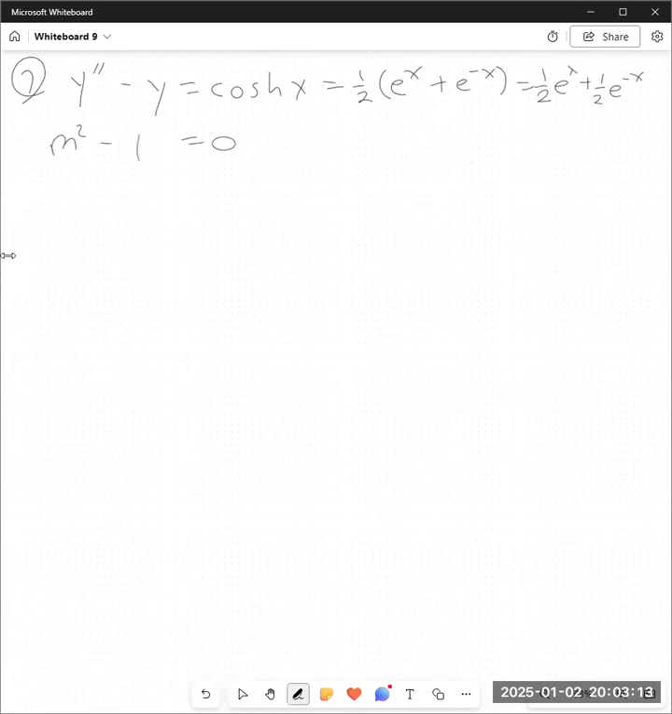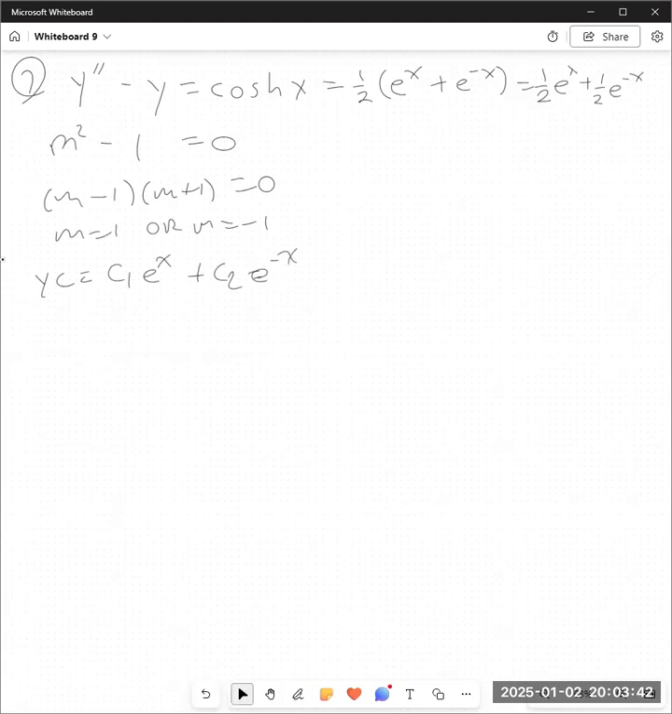And set up our auxiliary equation here. m minus 1, m plus 1 equals 0, m equals 1, or m equals -1. And so our yc equals c1 e to the x plus c2 e to the negative x.